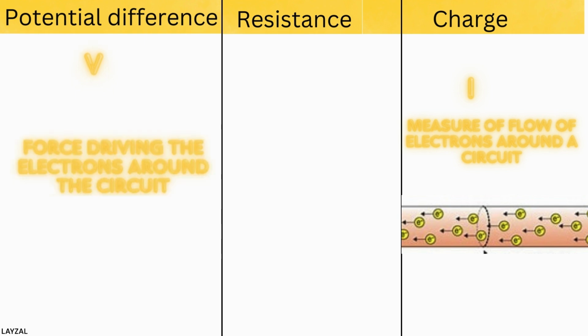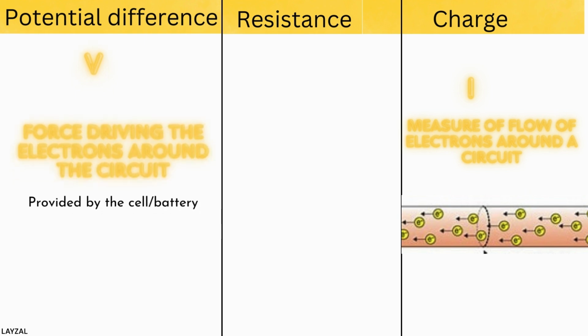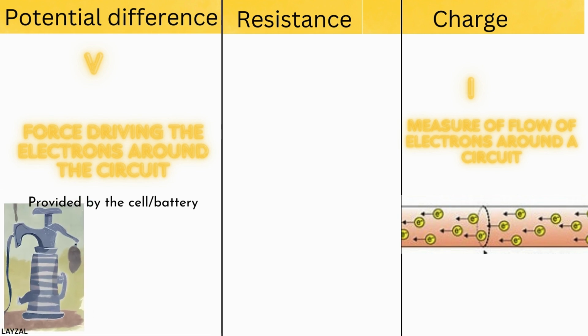Meanwhile, potential difference, denoted by V, is the force driving this movement of electrons, and it's provided by the cell or battery. You can think of this as the pump that pushes the water along the pipe. Another term for potential difference is voltage. It's measured in volts.